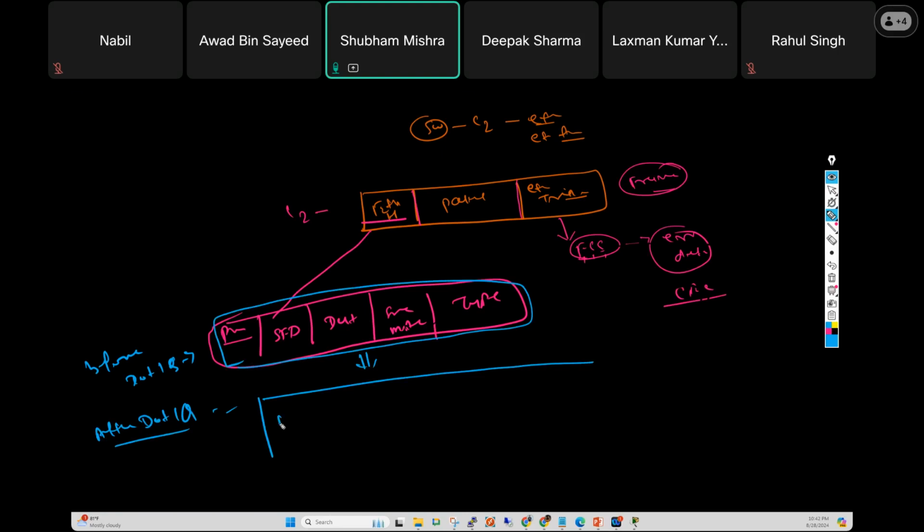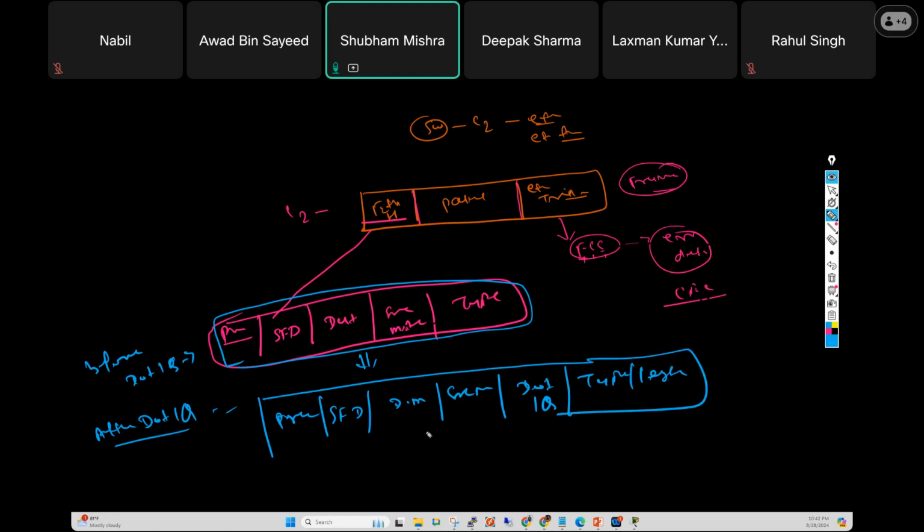how? Preamble. After that, SFD, then destination MAC and source MAC. After that you will get the .1q tag, and after that you will get the type or length. So this is the format after the .1q. Are you getting my point? When you use the encapsulation protocol .1q, your header looks like this one.